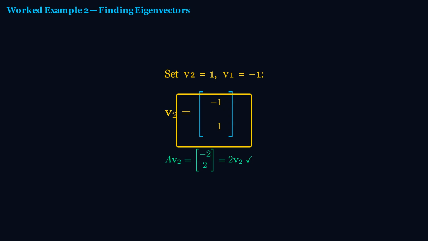Verify, multiply A times this vector. First entry: 3 times negative 1 plus 1 times 1 equals negative 2. Second entry: 0 times negative 1 plus 2 times 1 equals 2. Result: negative 2, 2, exactly 2 times the eigenvector.